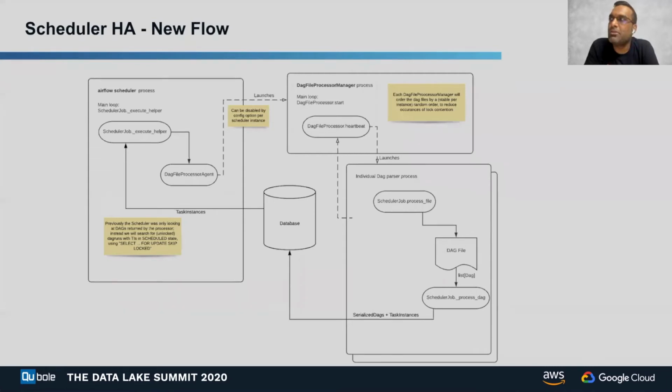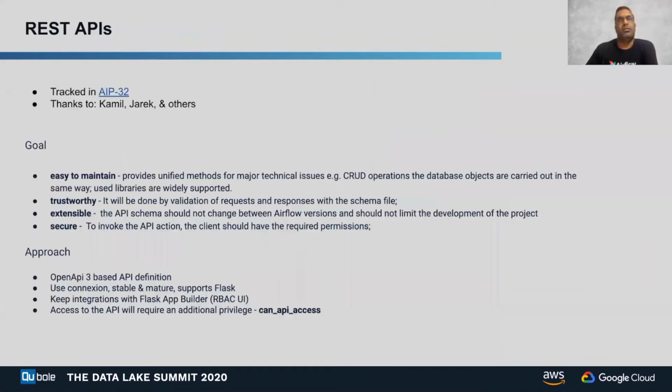I think the only problem that might come is that not all databases support this locking. In that case, there could be another column in the DAG table, which will denote who has taken the lock and which scheduler is working on it. So I think this is going to be a big feature for Airflow 2.0.